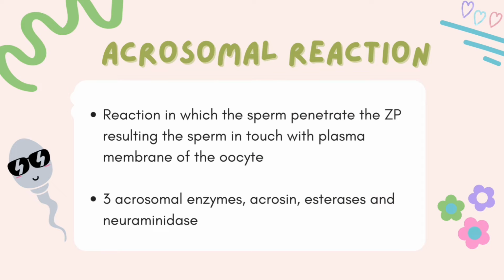For the acrosomal reaction to occur, spermatozoa must be recognized by a specific glycoprotein in the zona pellucida called zona pellucida 3. This is specific to each species. The acrosomal enzymes esterase, acrosin, and neuraminidase are then released, digesting the zona pellucida and allowing the sperm membrane to fuse into the oocyte membrane. After that, the permeability of the zona pellucida will change when the oocyte and the sperm come in contact.